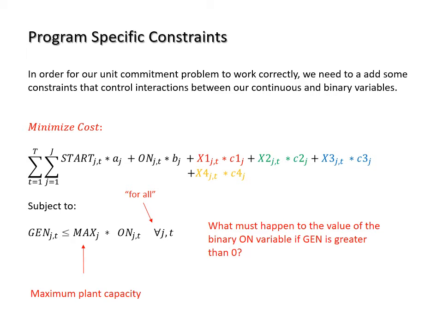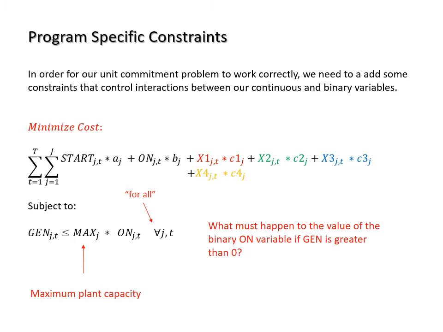We also have to make sure that there are specific constraints in place that make sure our model doesn't do weird stuff. The first one is we have to make sure all the values of gen, remember, for each individual power plant, all the X's add up to equal gen, right? So we have to make sure that the total amount of generation for each power plant in every single period is less than or equal to the maximum plant capacity. And that's what this initial constraint shows.